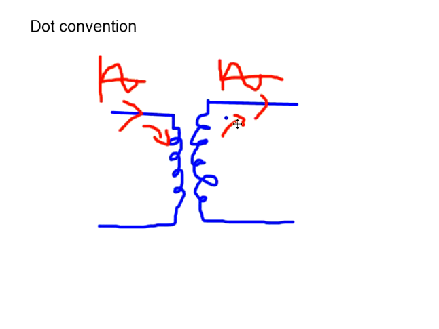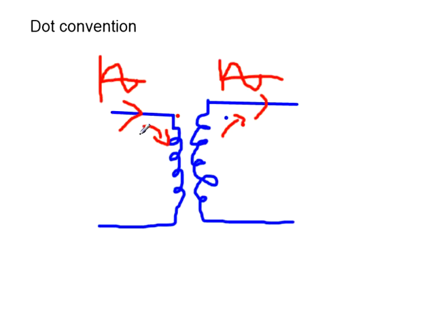If the dot is here, what is the meaning of that? It indicates that the current is entering into the positive side of the primary. And here you can see this arrow and the dot is here. The current is leaving at the positive side. So that is the significance of dot convention.